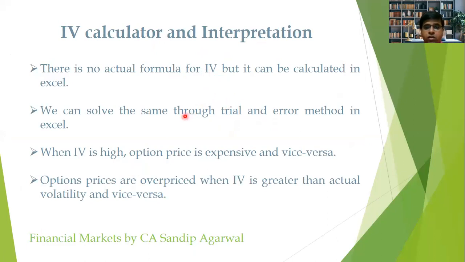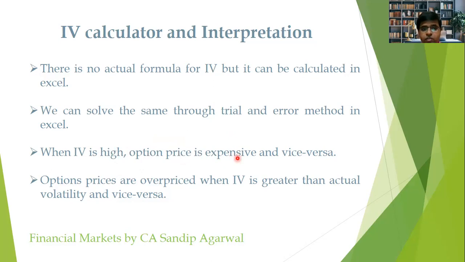We can solve the IV through a trial and error method in Excel with the help of a formula named OLC. You will see it in the Excel itself. Whenever the IV is high, the option price is considered to be expensive, and whenever the IV is low, the option price is considered to be cheap.